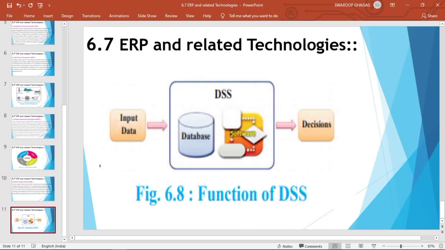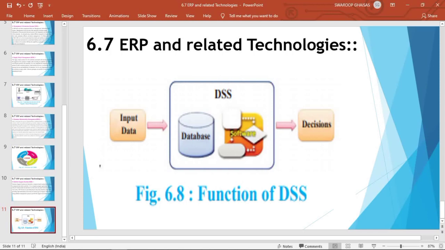Here is the diagram representing the function of a DSS. First of all, input data is there, that is, data is stored in the database. DSS consists of a database and software. The database stores this input data, and the software, that is, a computer program, analyzes this data and helps in making decisions. So this is the function of a DSS.